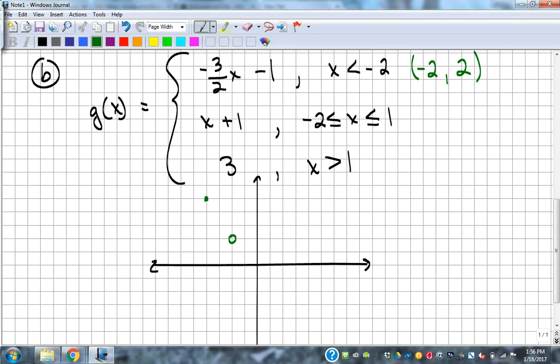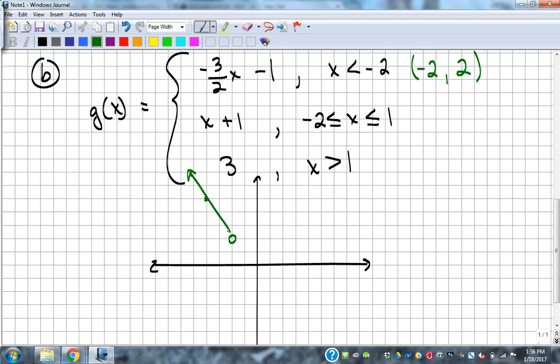And I'm going to connect that. Should I put arrows on this one? Why? Because there's only one point, and those x values keep going less than negative 2. They keep going this direction. X and y values keep going up, x values keep going to the left. Okay.